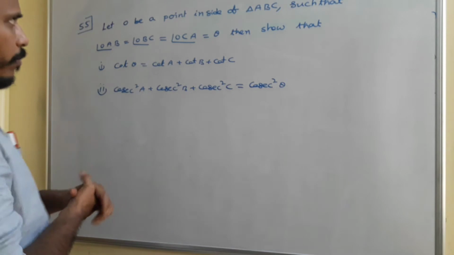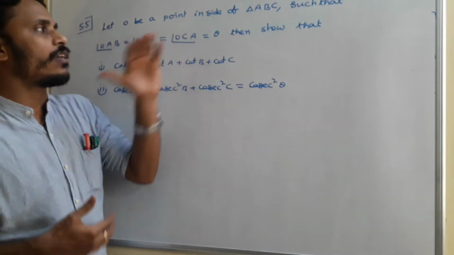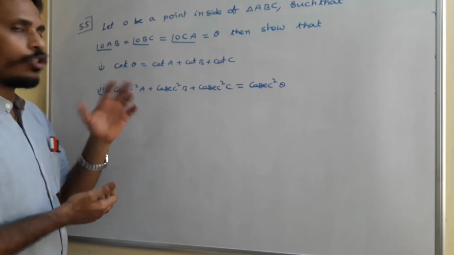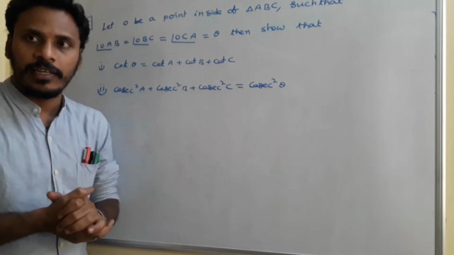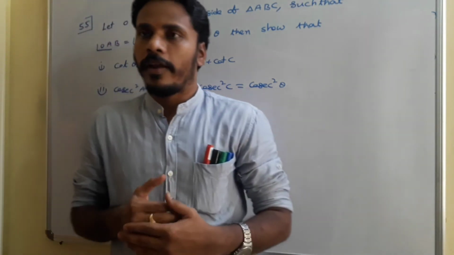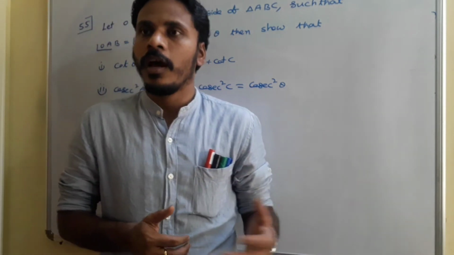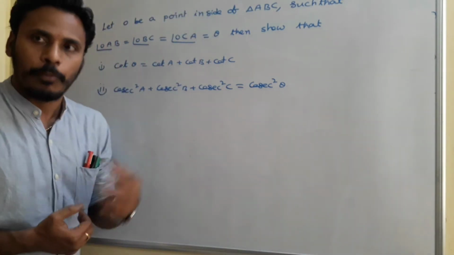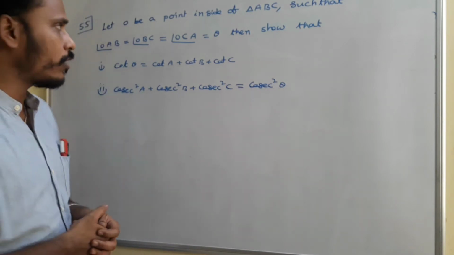Inside of triangle ABC such that angles OAB, OBC and OCA are theta, we need to show these two things. First of all, we need a neat sketch, a neat diagram, and based on that we will prove it. In the last class we discussed the MN theorem and its applications, and here is this particular problem, or you may say theorem, and we will do some problems related to this.